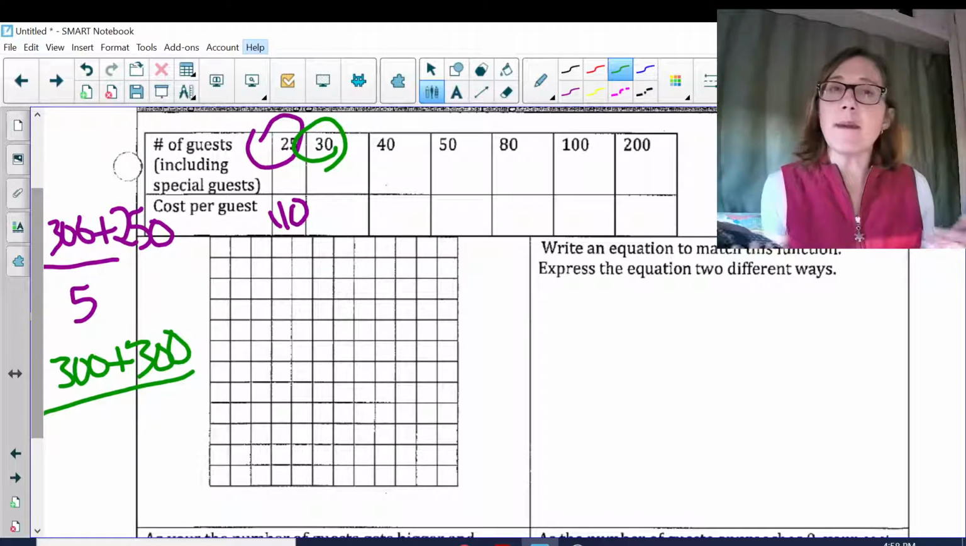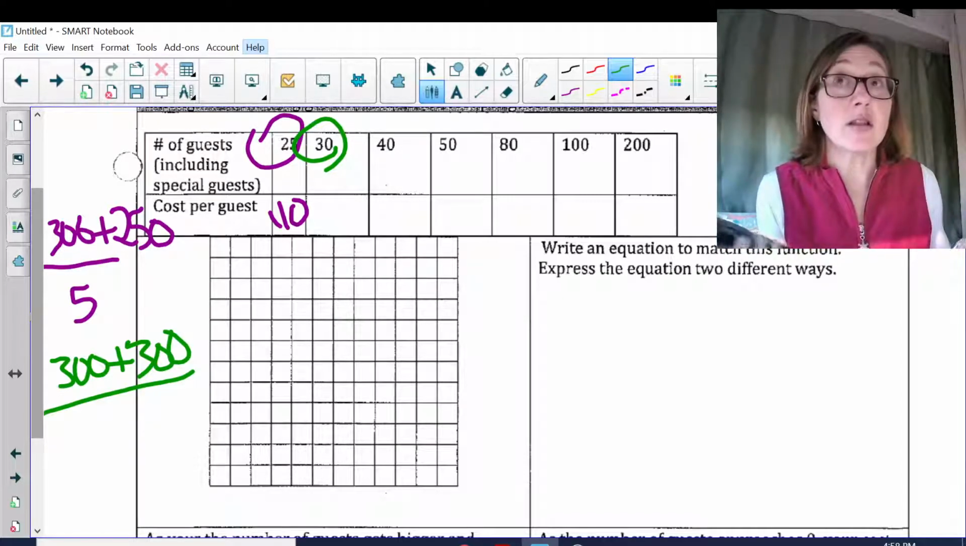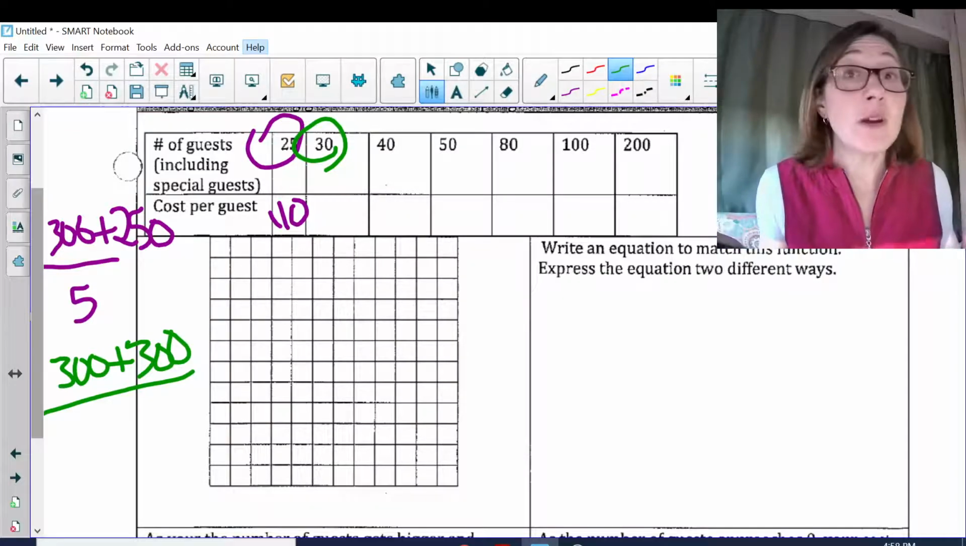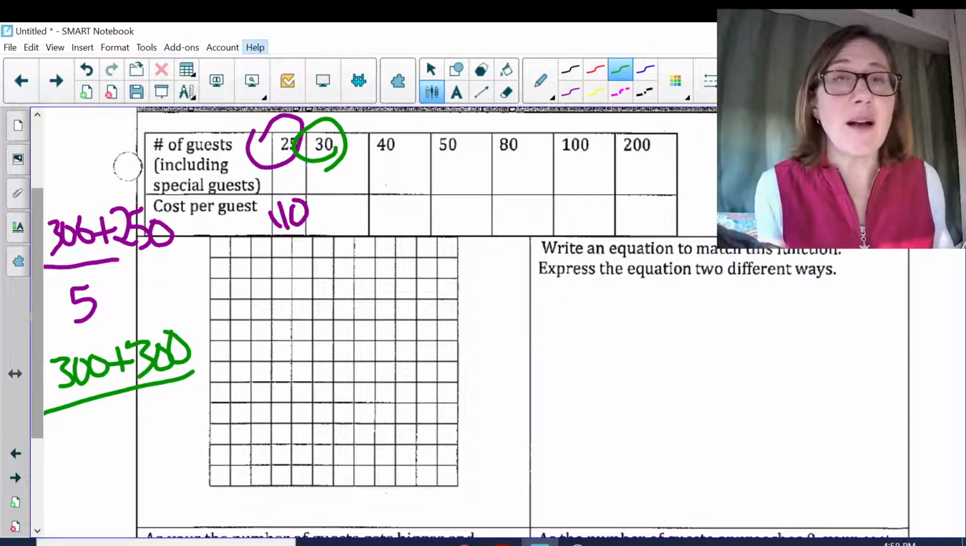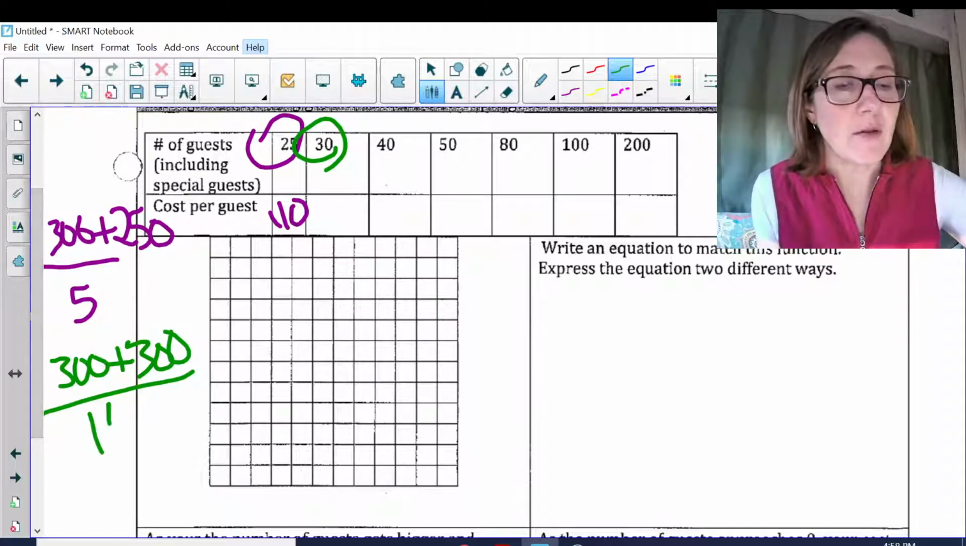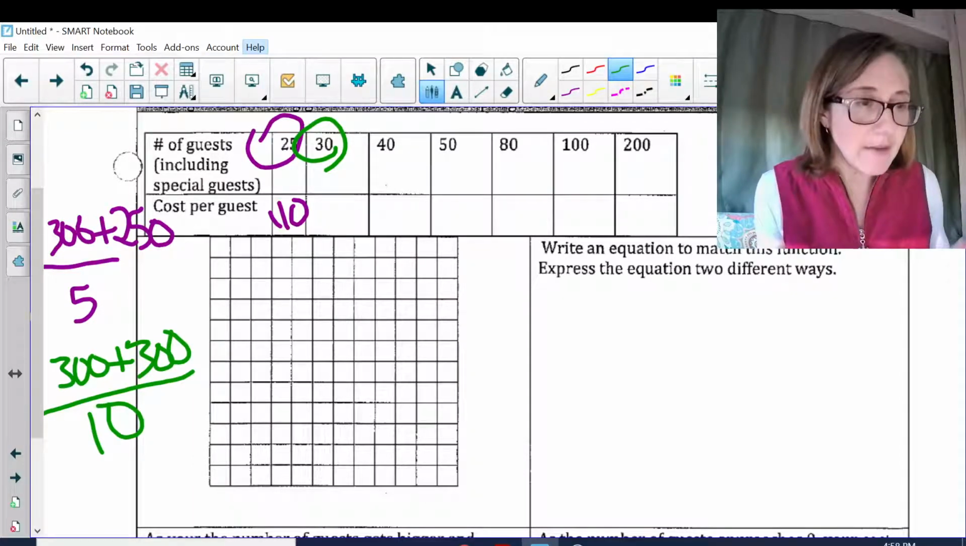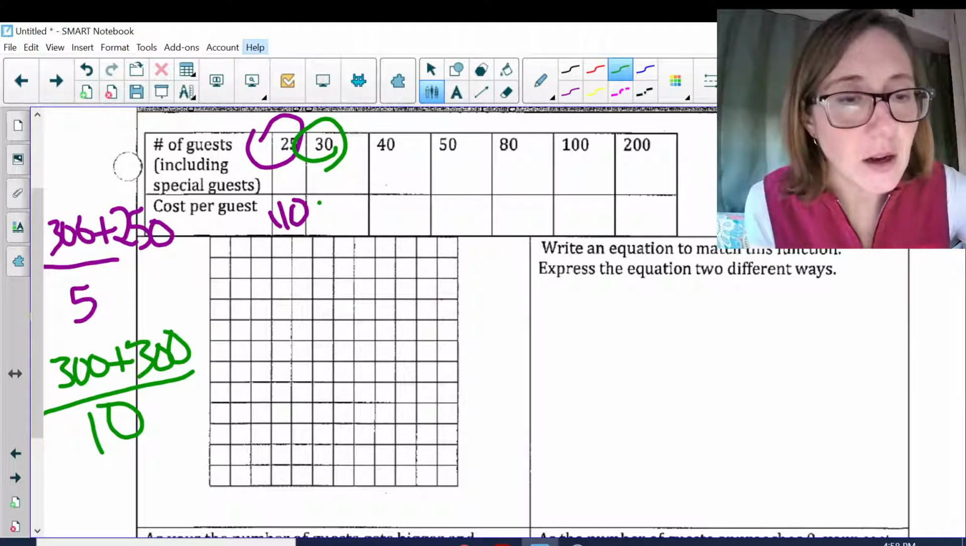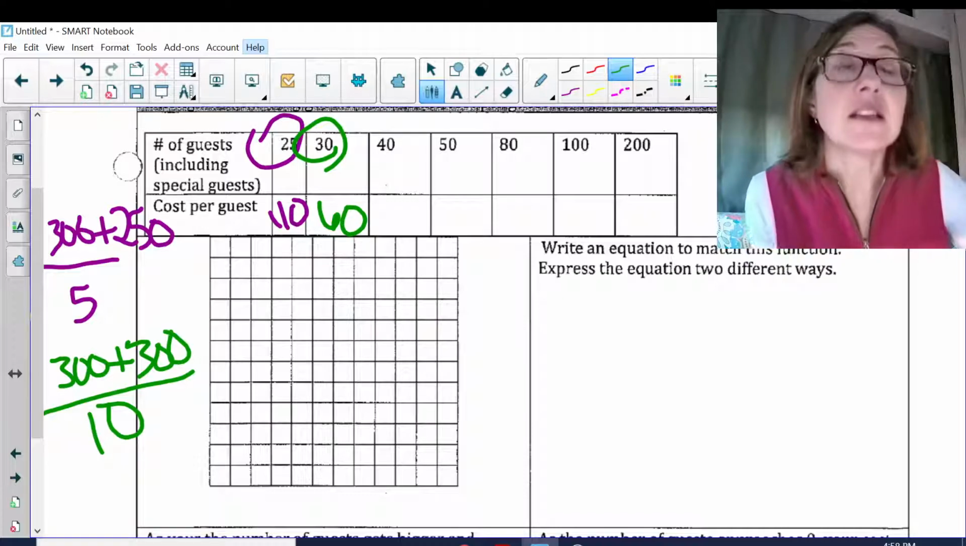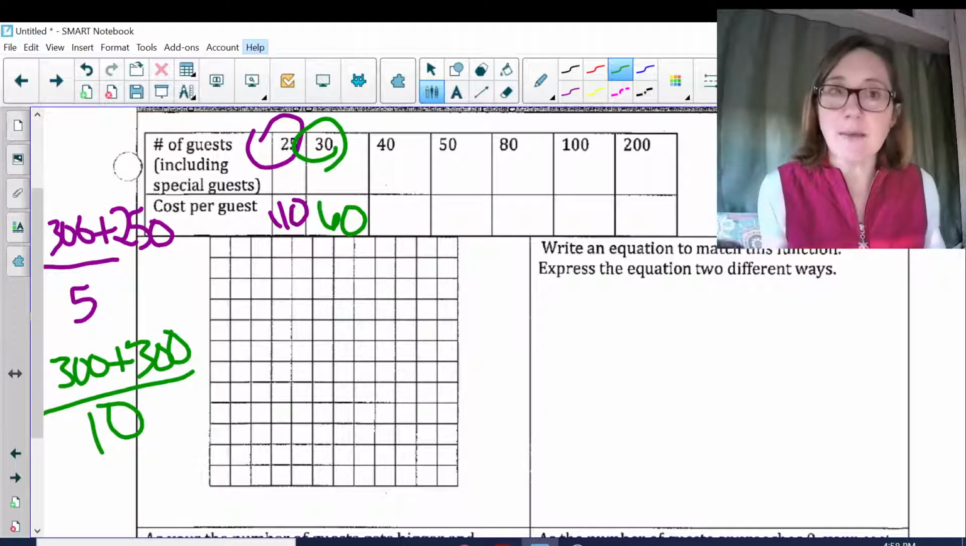But now, how many people do I have to share the cost with? There are 30 guests, but remember 20 of those are special guests. They're free. So how many are actually paying for the event? Well, that would be 10 people left to pay for it. So that'd be 600 divided by 10, which is $60 a person. Okay, so still kind of pricey, but the price is coming down.